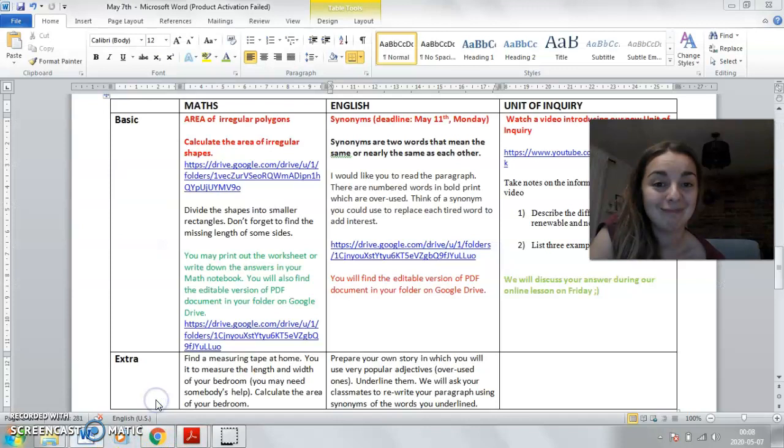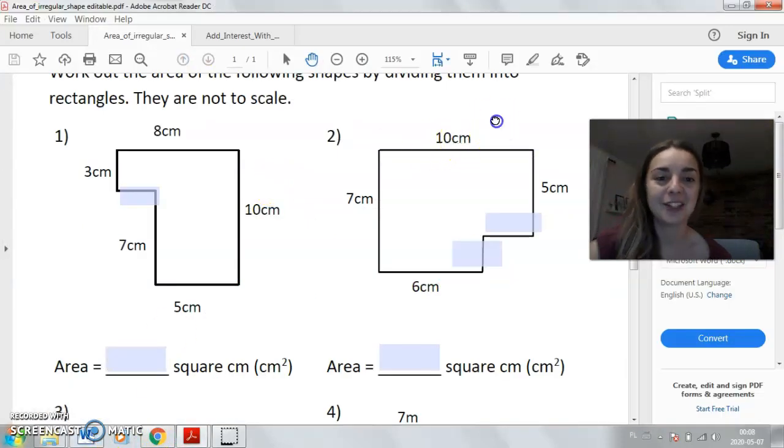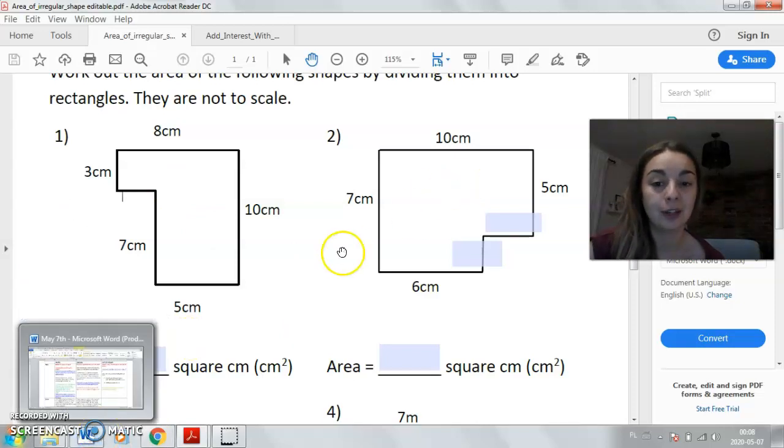So yeah, area of irregular shapes. And again, the document is editable. So we can write down the answers here. Okay. So don't forget to find the missing length of some sides. And remember that if we want to count the area of irregular shapes, we should divide that shape into two smaller rectangles. Okay, that will help you to count the area of that irregular shape.